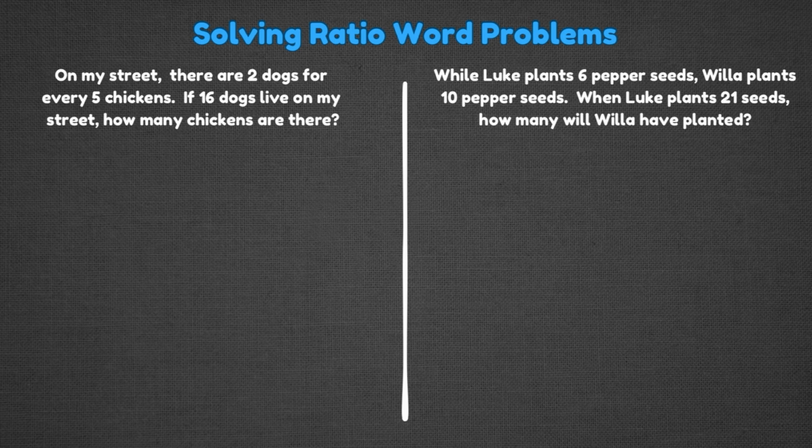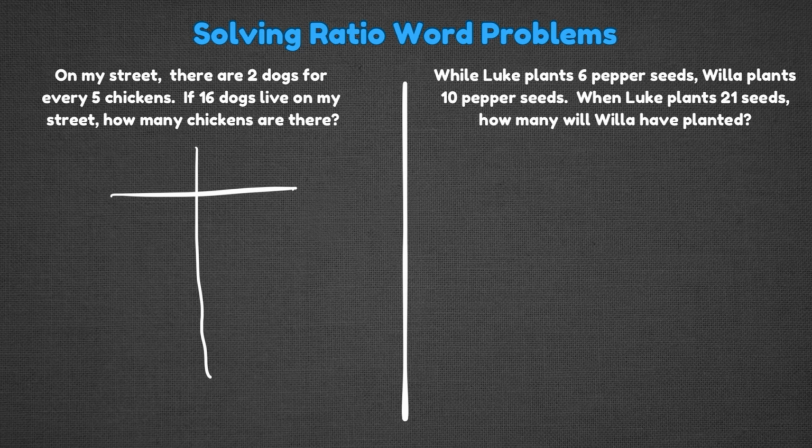On my street, there are 2 dogs for every 5 chickens. If 16 dogs live on my street, how many chickens are there? The first thing to do with a ratio word problem, or really any ratio problem, is to do one of these little fancy T-charts. What this does is it organizes the information we have, and we're able to then just make better use of it.